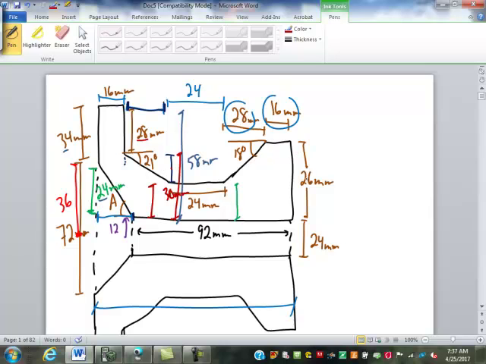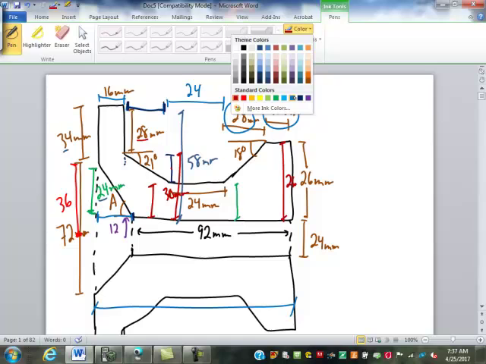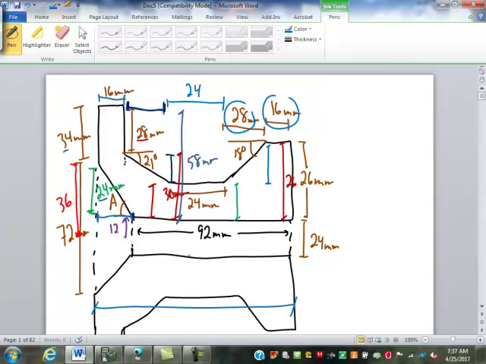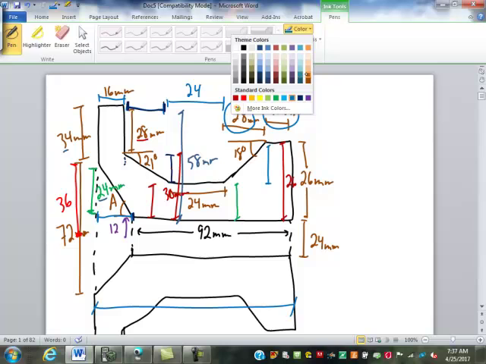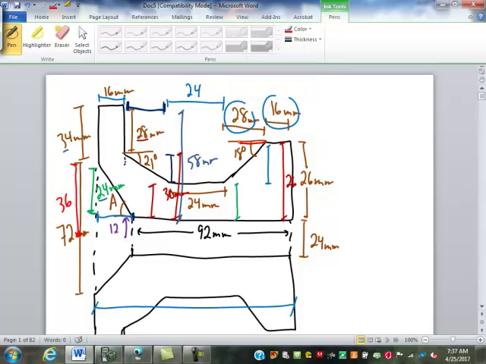So over here, this is 26 all the way up. I need to figure out how far it is there. To do that, I am going to be looking at this triangle. Let's pull that out and look at it more closely. I know I have the 18 degrees here. I know I have 28 millimeters here. I need to find this dimension right here.